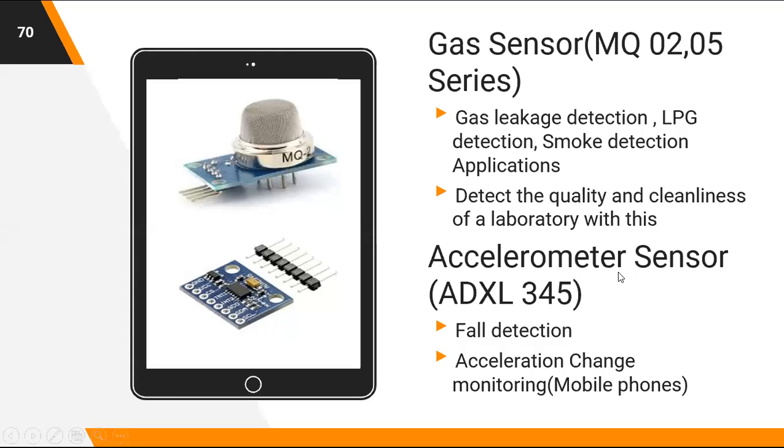The next sensor is the accelerometer sensor. This comes under the name ADXL345. So what is the purpose of this sensor? It is used for fall detection, that is, human body movement. The second interesting property, as I told you before, is acceleration change monitoring. It can be done using this sensor. As I told you, if you keep your mobile upright, it should be in vertical mode. If you turn it horizontally, it should be in horizontal mode. That kind of change monitoring in acceleration can be done using this sensor only. So your mobile phones contain this sensor, ADXL345. That is fall detection, that is vertical or horizontal.